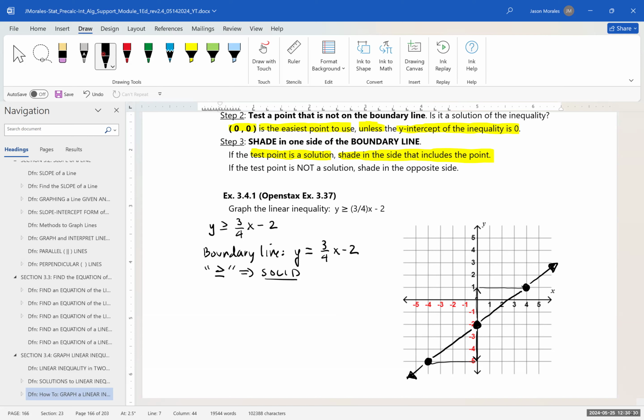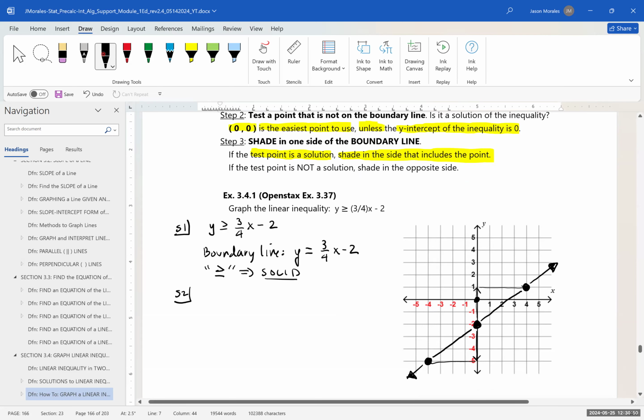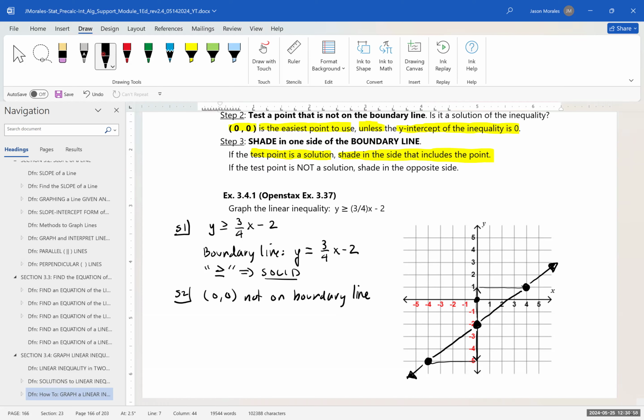Now notice what's nice is that this point (0, 0) is not on our boundary line. So step two is to test a point that is not on the boundary line. So let me put step one. Step two is to find a point that's not on the boundary line, and (0, 0) is not on the boundary line. If it was, you could use another point like (1, 1) or (-1, 1), something that's easy to do the math with, okay? But (0, 0) is going to be better.